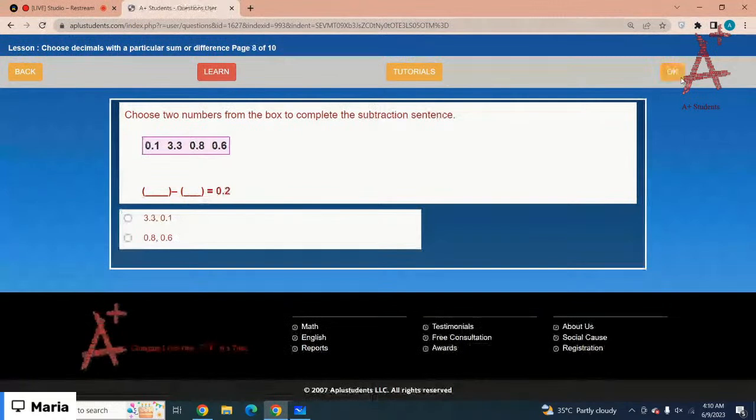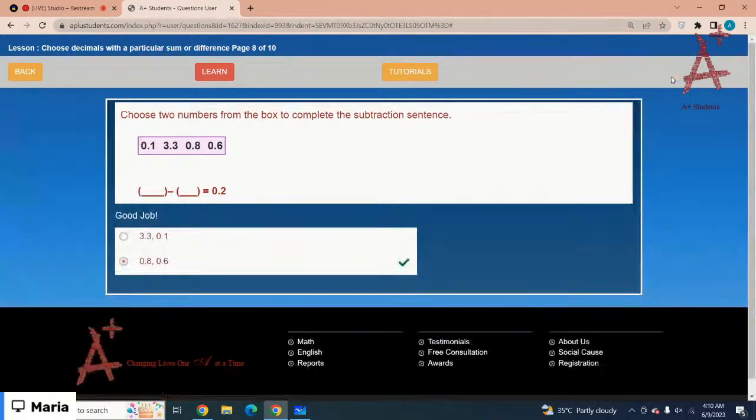The next one is choose two numbers from the box to complete the subtraction sentence. Dash and dash equal dash. You have to find the difference of two numbers, which is 0.2. So which is the correct option? It would be the second one. 0.8 take away 0.6 is 0.2. So the second option is the correct one.